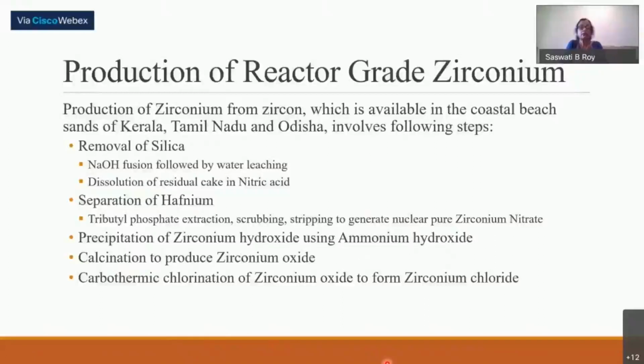So this residual cake will be dissolved in nitric acid, because as I said, for tributyl phosphate to be used as solvent, you have to be in the nitric acid medium. So once it is dissolved in nitric acid, it is prepared for a particular feed concentration and acidity. Then we go for separation of hafnium. This hafnium can be separated in the most efficient way by tributyl phosphate extraction.